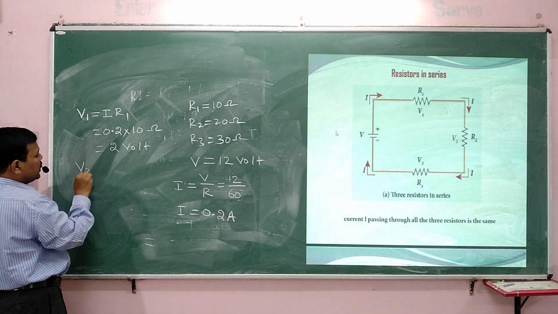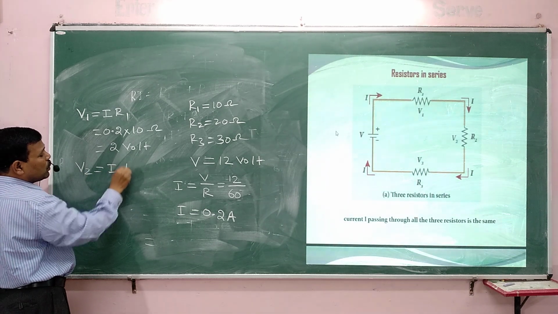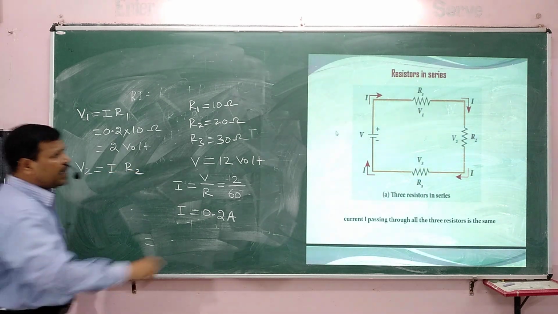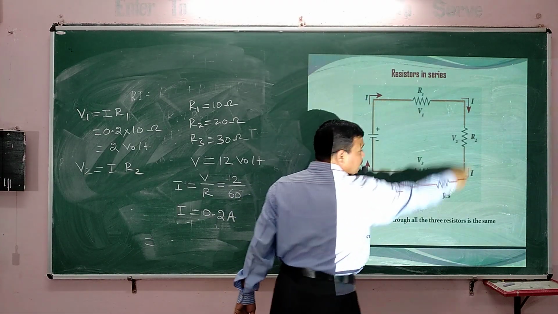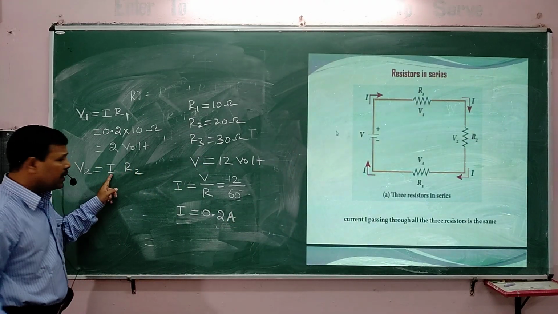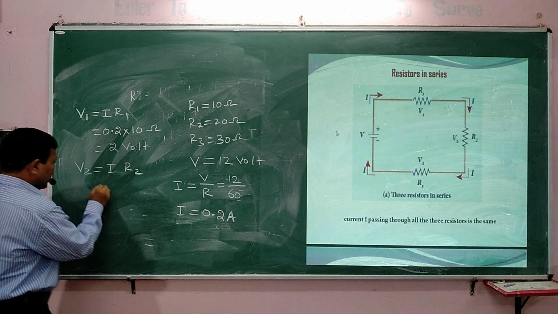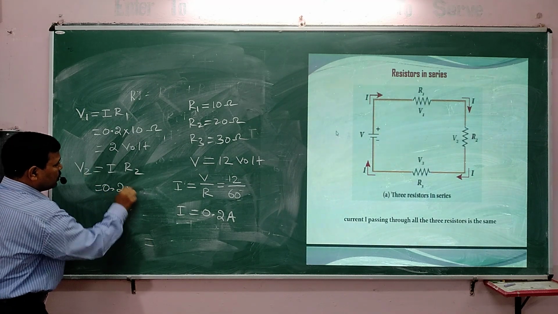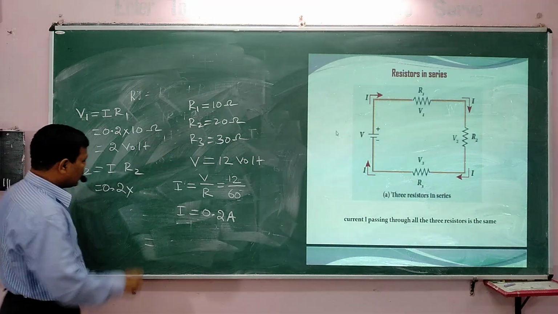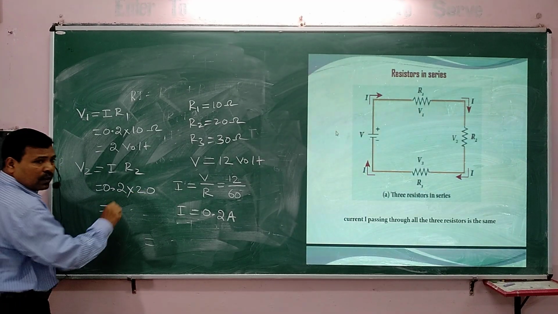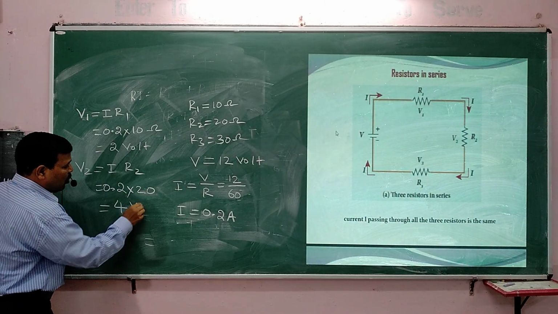How do you calculate V2? V2 is equal to IR2. Current is same. Everywhere current is same. Current into the resistance of this resistor. That is 0.2 into, what is the second resistance? 20 ohms. So it will be 4 volt.